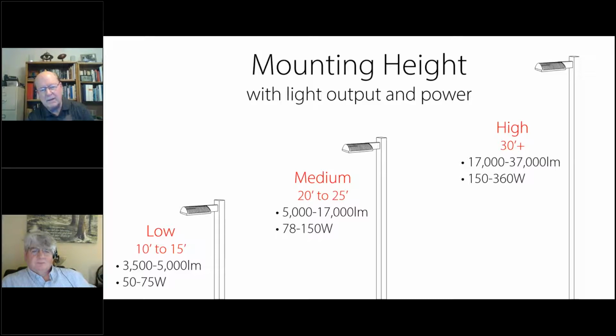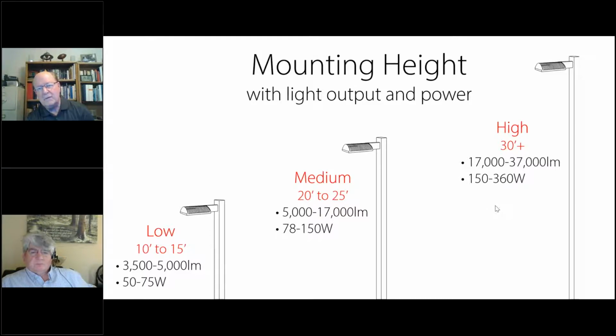So you see these guidelines here, 10 to 15 feet. You're looking at 3,500 to 5,000 lumens. There's the wattage, 50 to 75. Go to the medium, which is 20 to 25. You've got 5,000 to 17,000 lumens. Now these are delivered lumens from an LED fixture, okay? 78 to 150 watts. And then over on the high side, you'll see the 17 to 37,000. It goes all the way up to 360.